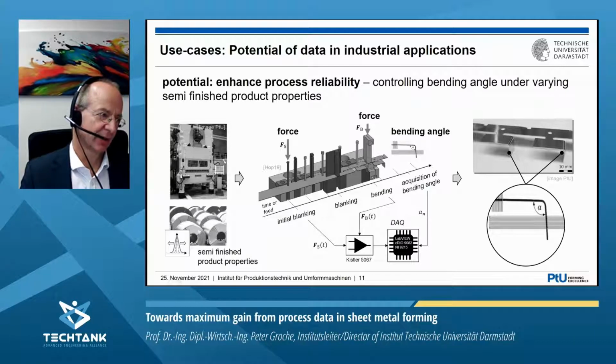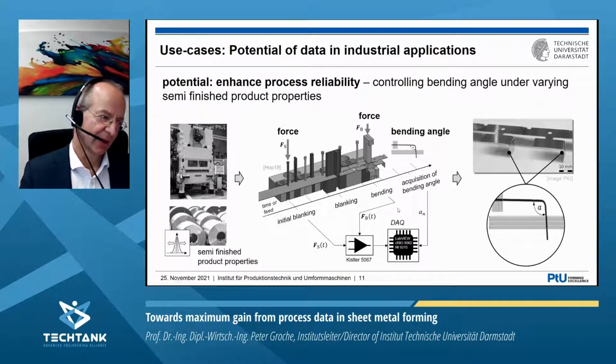Let me start with one where the process reliability should be enhanced for stamping processes. Stamping means, in this case, a combination of blanking processes and afterwards bending processes. As I mentioned in the beginning, one of the challenges for many companies is that our semi-finished products have fluctuating properties in terms of thickness or strength. That means if you go through such a line, you will detect that your final product, here described by a bent part with a bending angle, will also fluctuate.